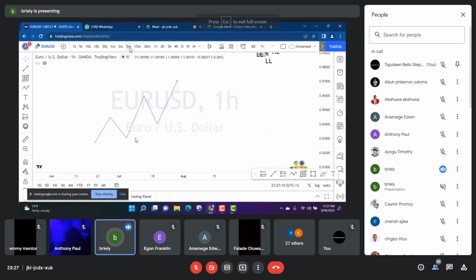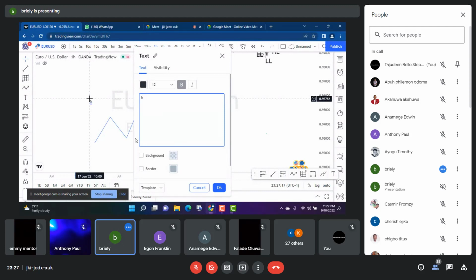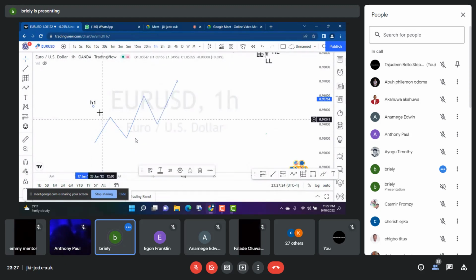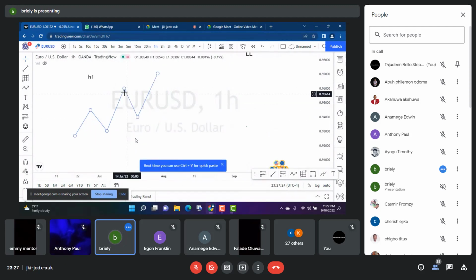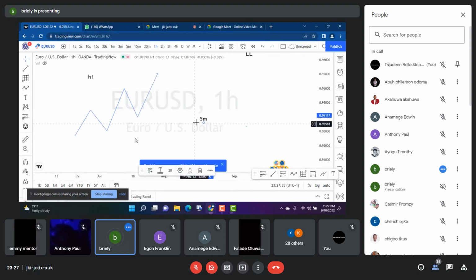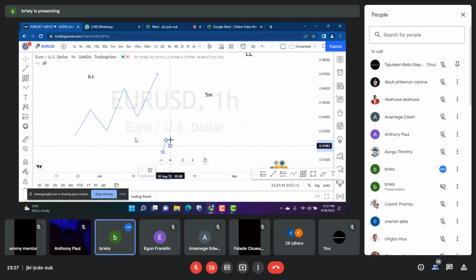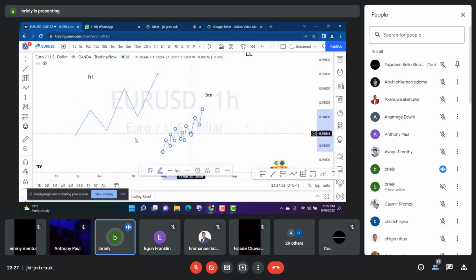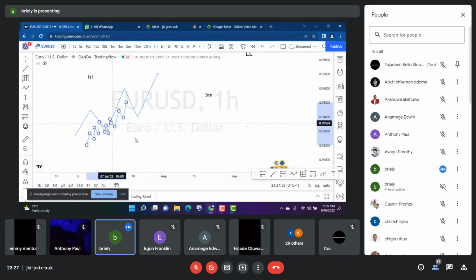But when you scale down to 5 minutes, let's say this is 1 hour. This is a 1 hour trend. Then on 5 minutes, M5, within M5, you'll be seeing things like this. All these things you're seeing will be within 1 hour, somewhere here, something like this.